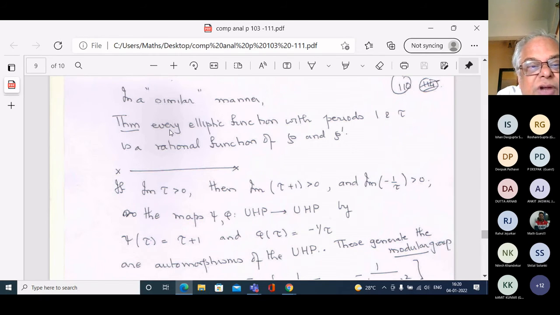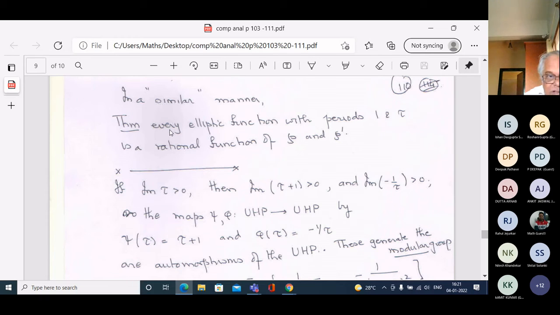If the imaginary part of tau is greater than 0, then the imaginary part of tau plus 1 is also greater than 0, and the imaginary part of minus 1 by tau is greater than 0. Tau is equal to s plus it, 1 over tau is equal to something in the denominator, and s minus it. And then that minus minus becomes a plus, and therefore the imaginary part of minus 1 over tau is greater than 0.